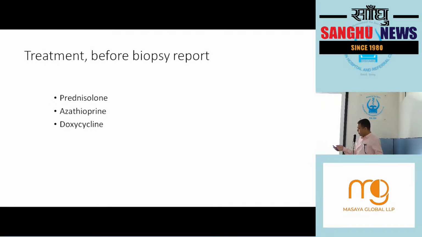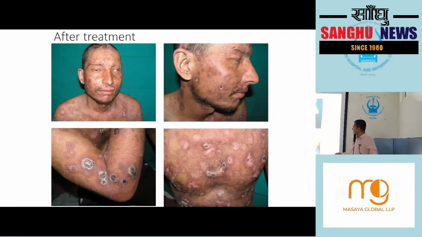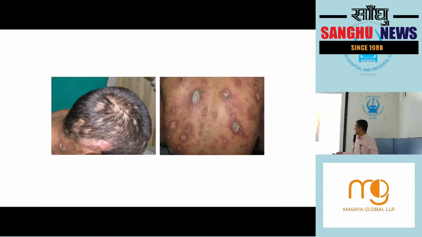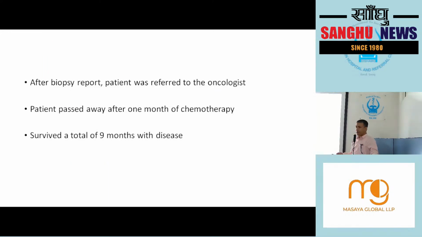Before the biopsy report, the patient got some treatment, but you see there is not much improvement. After the biopsy report, the patient was referred to the medical oncologist, and passed away after 1 month of chemotherapy. He survived 9 months with disease. WHO says average survival is only 12 months, and our patient survived 9 months. Very aggressive disease.